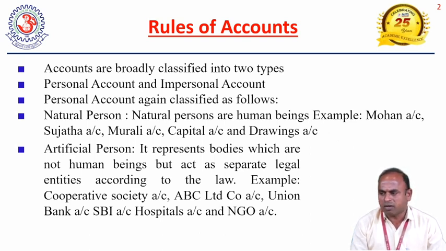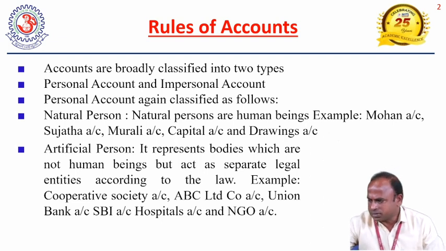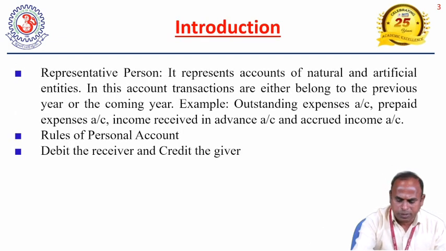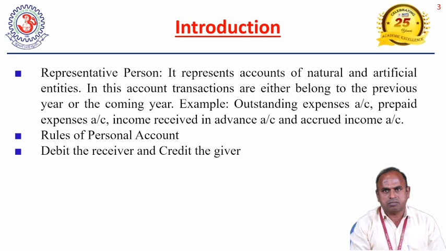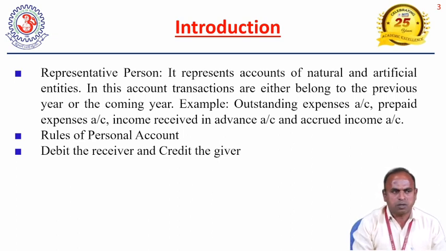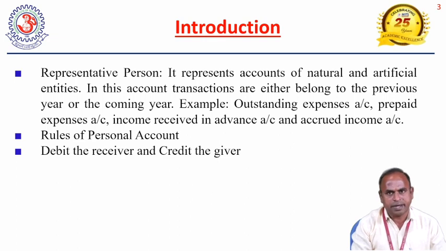The next one, representative person. Here the representative person comes from natural person as well as artificial person. It indicates the previous year and the coming year. The examples are outstanding expenses and prepaid expenses. These are the examples of representative personal account.